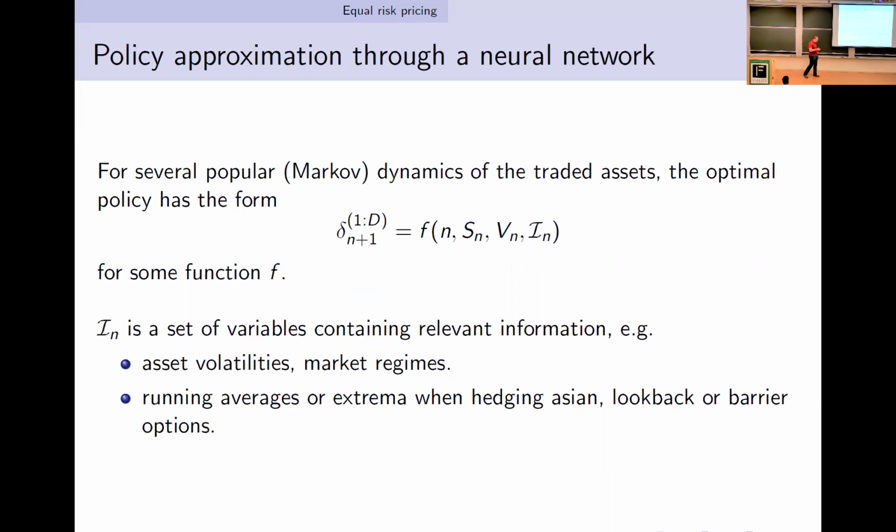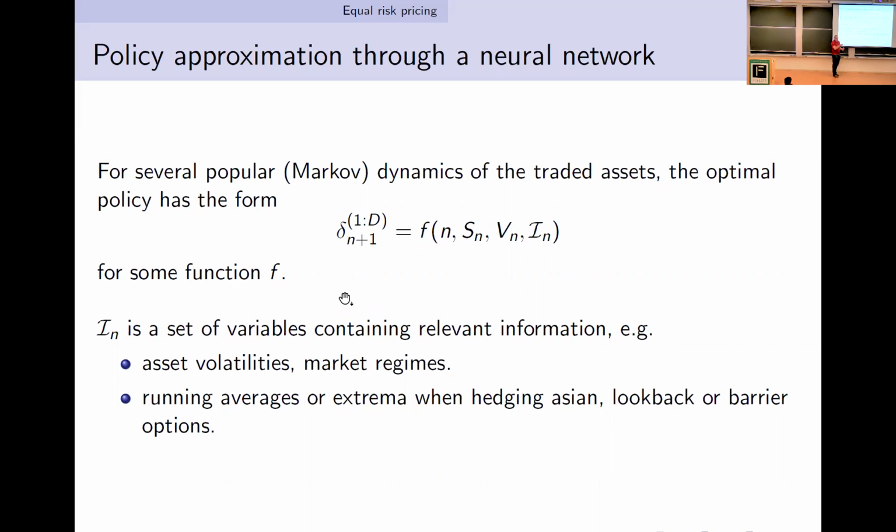Okay, so the idea here is that the optimal allocation to the various risky assets at any time point will be a function of contemporaneous market information. If you assume, for example, a Markov setting, you can show that the optimal hedging allocation to your various assets will be a function of n, which is how much time until maturity is left, and the values of the various assets, especially of the underlying asset.